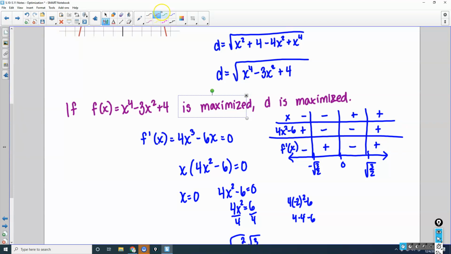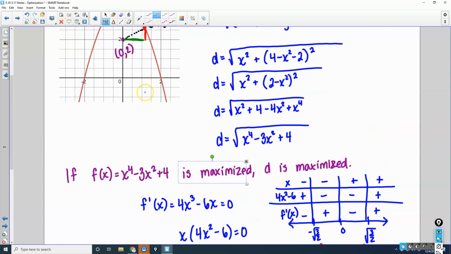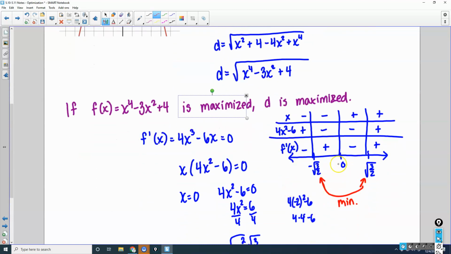And so you can see for this, you're going to have relative minimums right here. At 0, you have a relative maximum. It's a relative maximum, not an absolute, because certainly points way down here are a lot further away, but it's a relative maximum at 0.